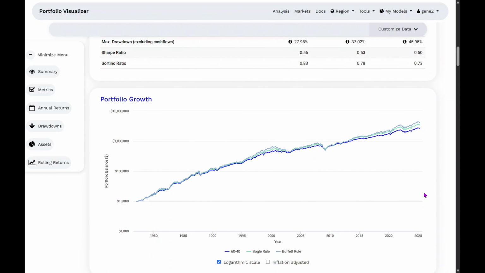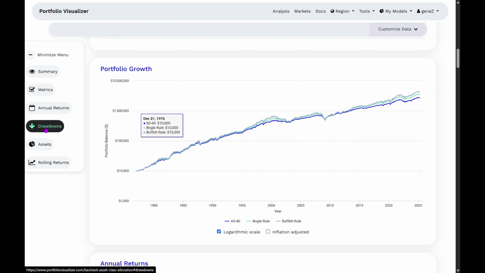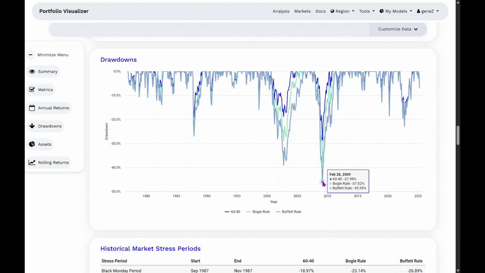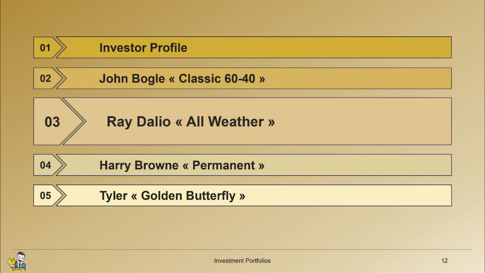Looking at the equity curve, we can visually confirm that the more stocks you have, the better your long-term performance. But also, the more extreme the drawdowns. That's why the Buffett portfolio delivers the best returns, but also suffers the worst drops. If we click on the drawdown chart, we can see that during the subprime crisis, the portfolio lost almost 46% of its value. So, if your investor profile is moderate or conservative, this kind of portfolio isn't really suited for you. Let's now take a look at a strategy that's more resilient during financial crises.